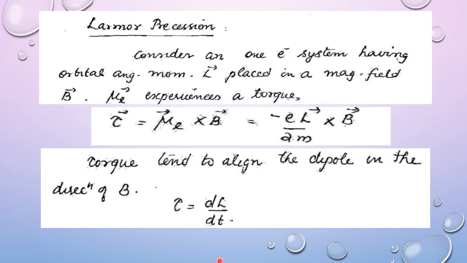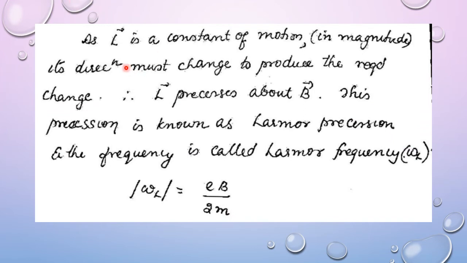So we know that torque is also equal to dL by dt. Since L is a constant of motion, its direction must change to produce the required change. Okay, so L precesses about B. This precession is known as Larmor precession and the frequency is called Larmor frequency. ω_L is equal to eB by 2m.